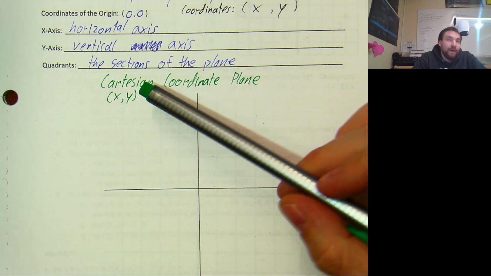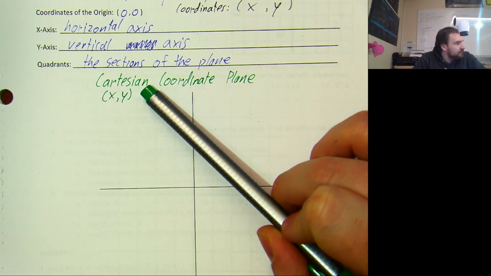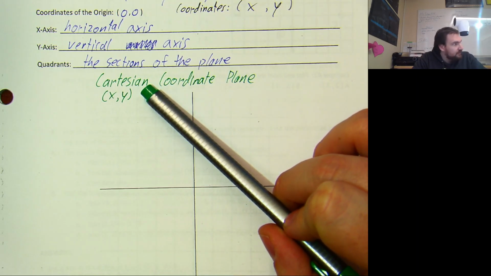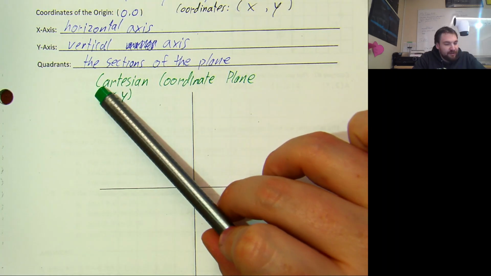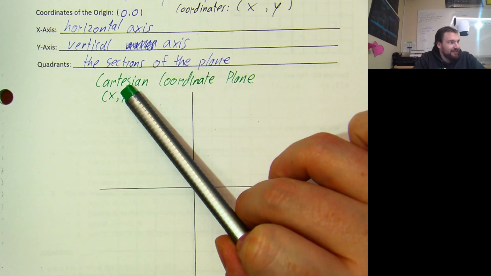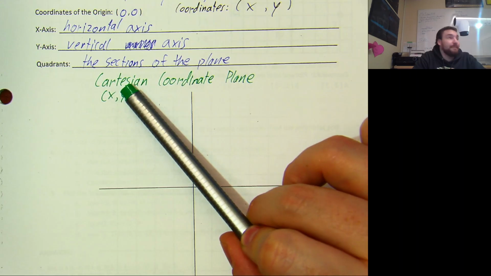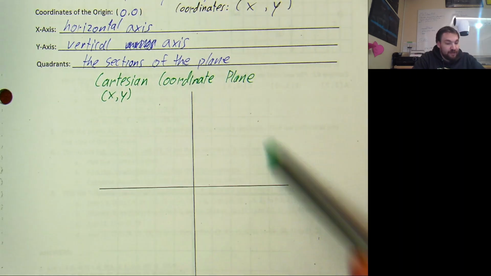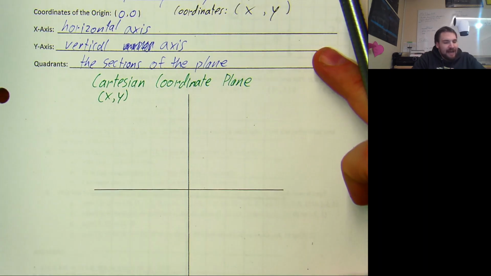Cartesian's x and y. Does that word there sound familiar at all? Cartesian? Are there other words that start with cart? Not a shopping cart. Sorry? Cartography. What is cartography? The making of maps. Does the making of maps have anything to do with a grid, laying down a grid? Yeah.